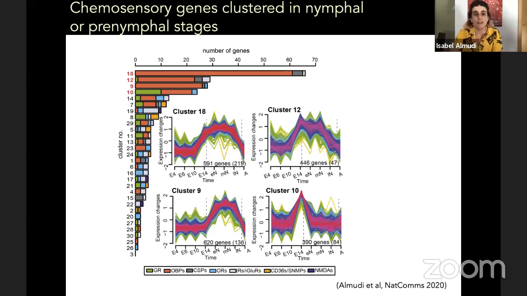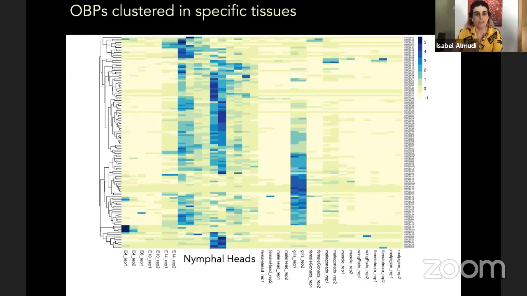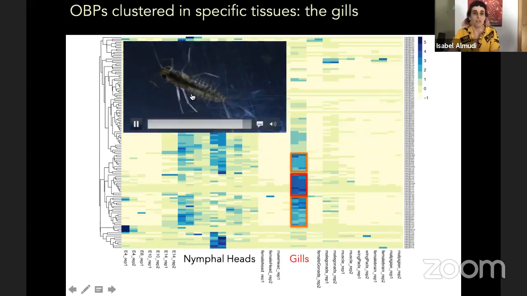Moreover, we also looked at particular tissues, in particular the odorant binding proteins, and we saw that most of them were highly expressed in nymphal heads, so aquatic nymphal heads again, but there was a second tissue in which some of them were highly expressed, which were the gills. The gills of the mayfly have always been described as respiratory organs. So here what we are seeing is that these gill plates are not only functioning as a respiratory organ, but they also function as a sensory organ.